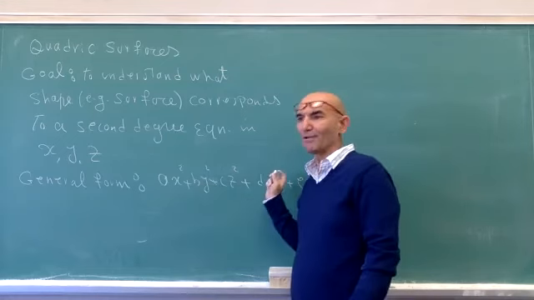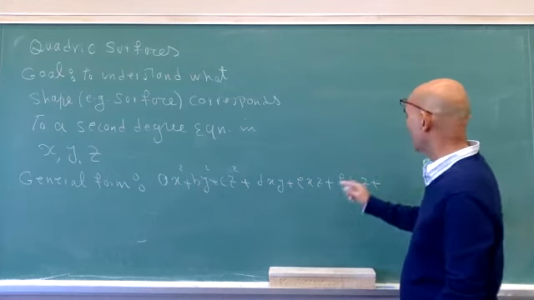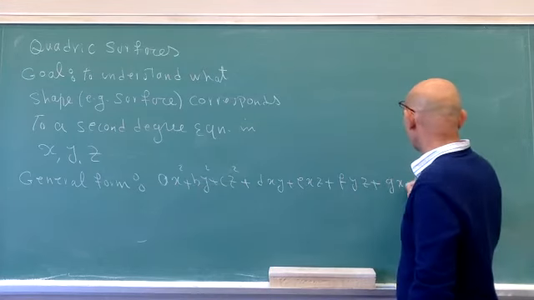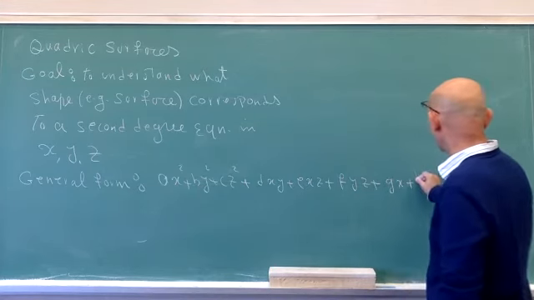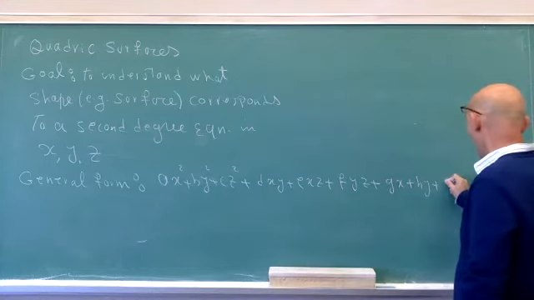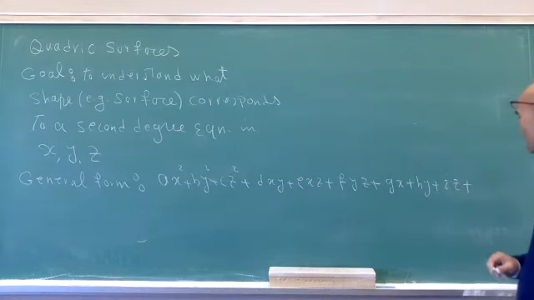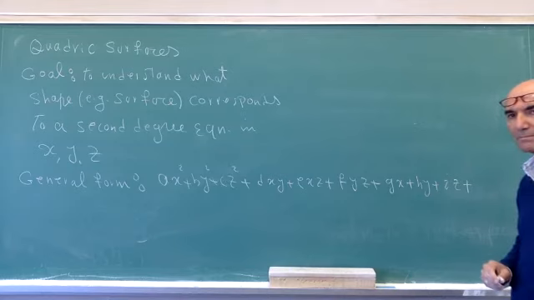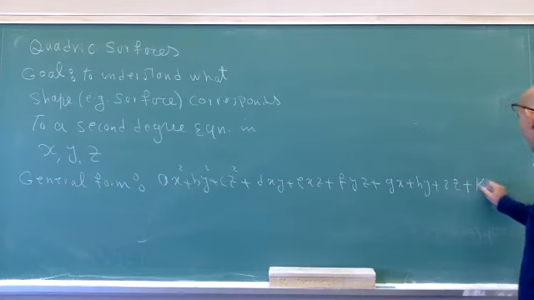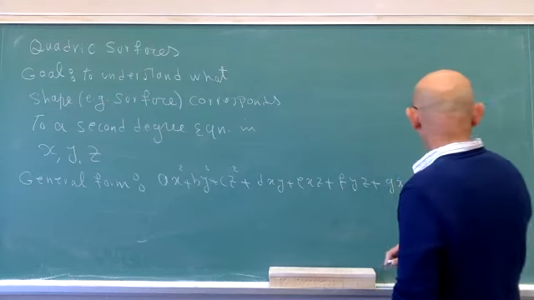Now we allow first degree terms also because they can come into the equation, right? Plus gx plus hy plus iz plus, what is the next letter in the alphabet? A, B, C, D, F, G, H, I, J, K, yes. K equal to 0. J comes after that.